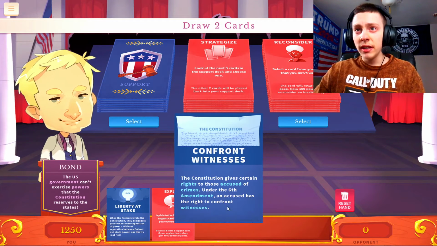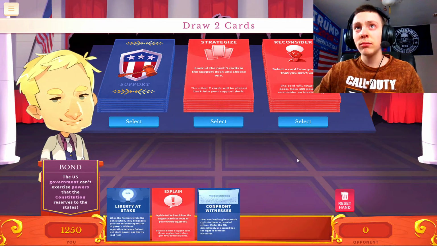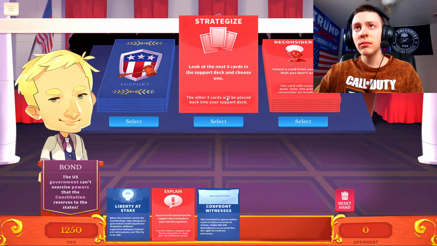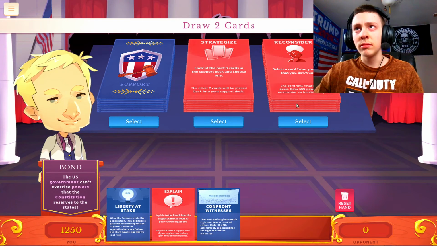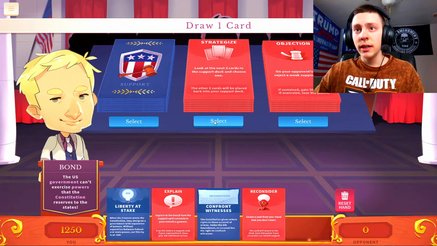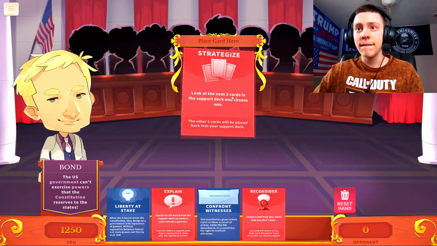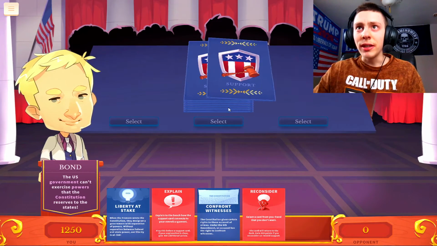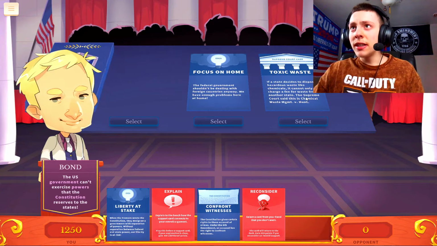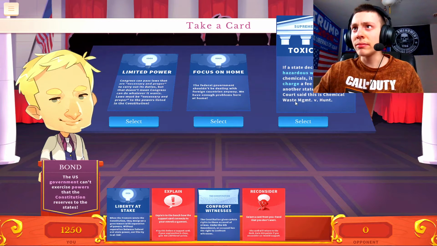Confront witnesses. The Constitution gives certain rights to those accused of crimes. Under the 6th Amendment, an accused has the right to confront witnesses. Do I need this one? I think I should get this one. Let's check this one out and see what it is. Okay, so if a state decides to dispose of hazardous waste like chemicals, it cannot only charge a fee for waste from out of state. The Supreme Court said this.